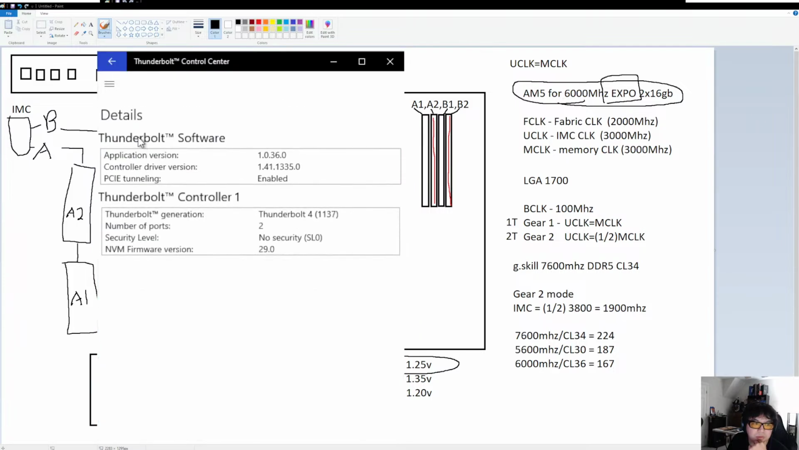About? So you can see right here the details. Application version, controller driver version, PCIe tunneling. This is the big thing.